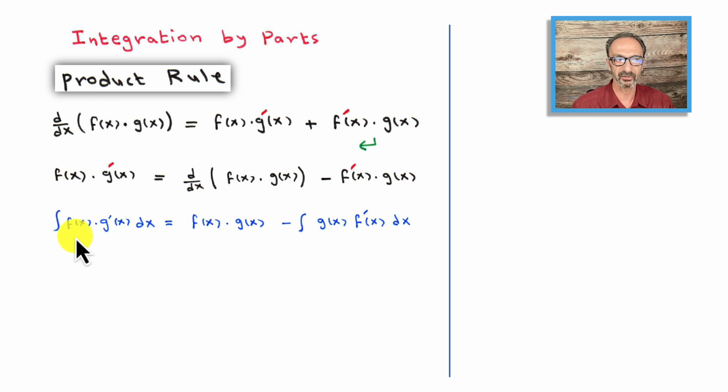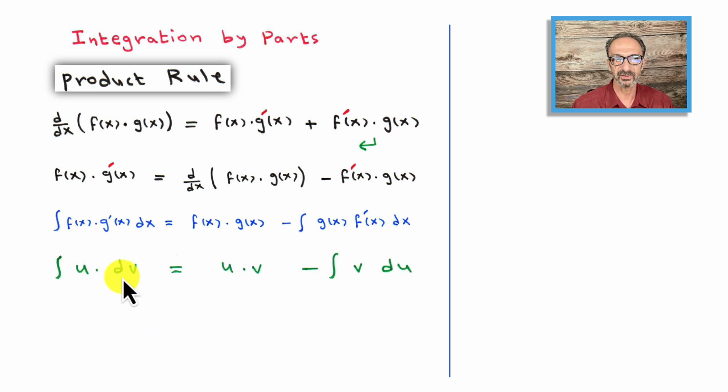The integration of f times g prime will equal f times g by itself, because the integration of this will cancel it. We'll leave f times g by itself, minus the integration of g times f prime. That's this part, of course, with respect to x. Now, sometimes in short we don't write f of x and g prime. We write it this way.